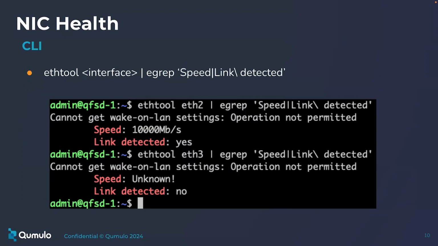But what you can do is go ahead and query your interfaces out there. In this case, we have ETH2 and ETH3. Yours may be 4 and 5. It may be 0 and 1. It is going to be dependent upon the platform itself.